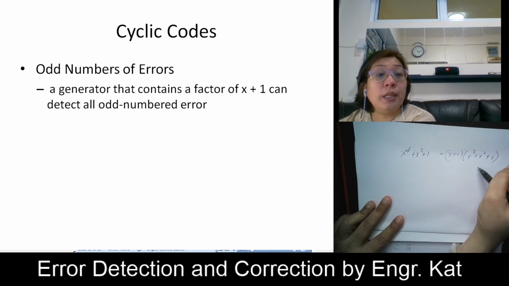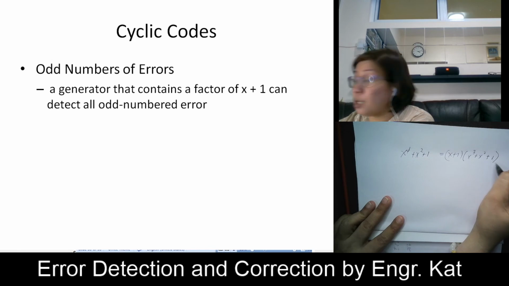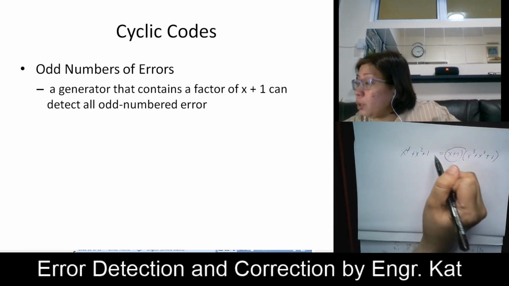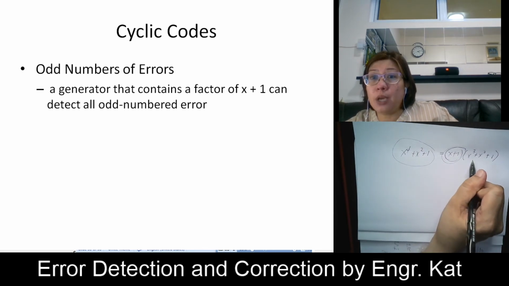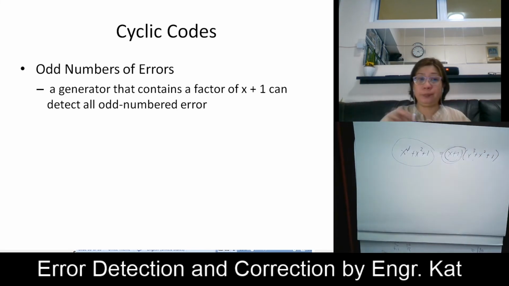Okay, so it can be factored out as x cubed plus x squared plus 1. So therefore, when your generator has a factor of x plus 1, we can be assured of detecting odd numbers of errors. Okay?